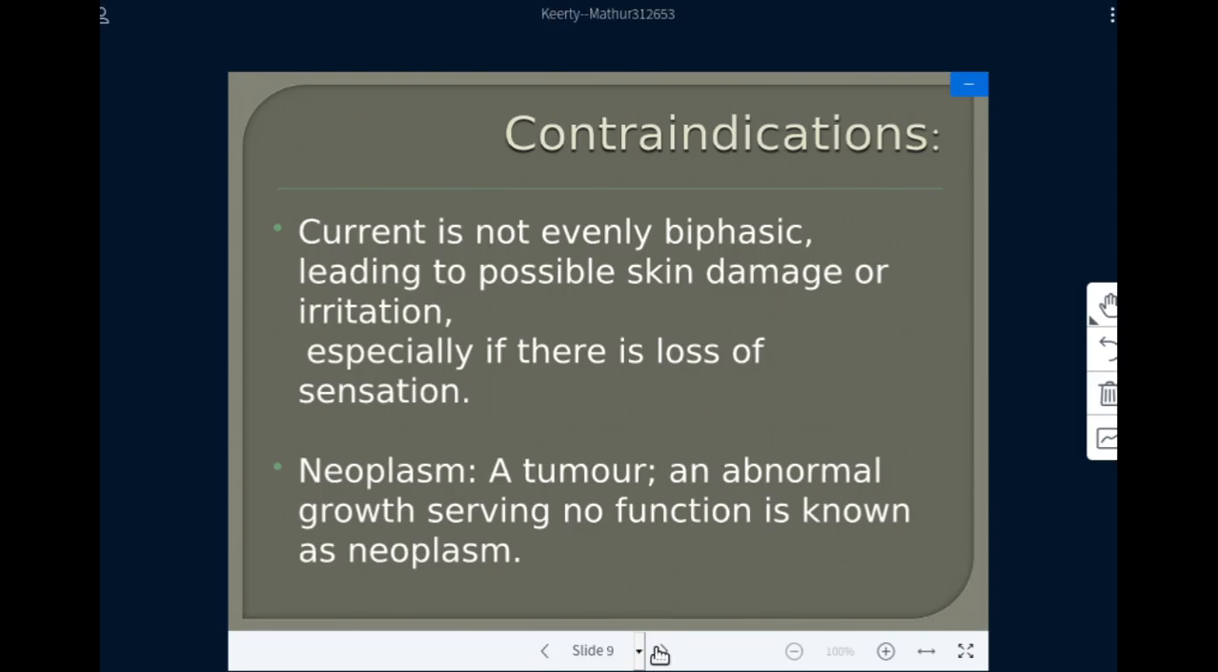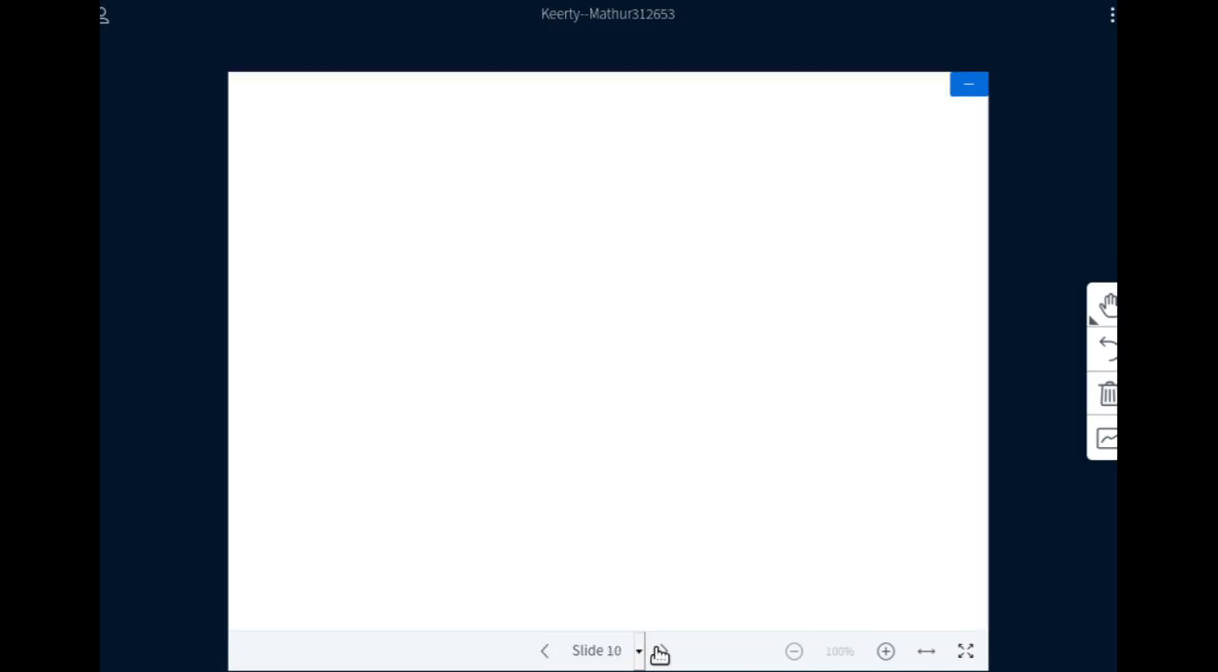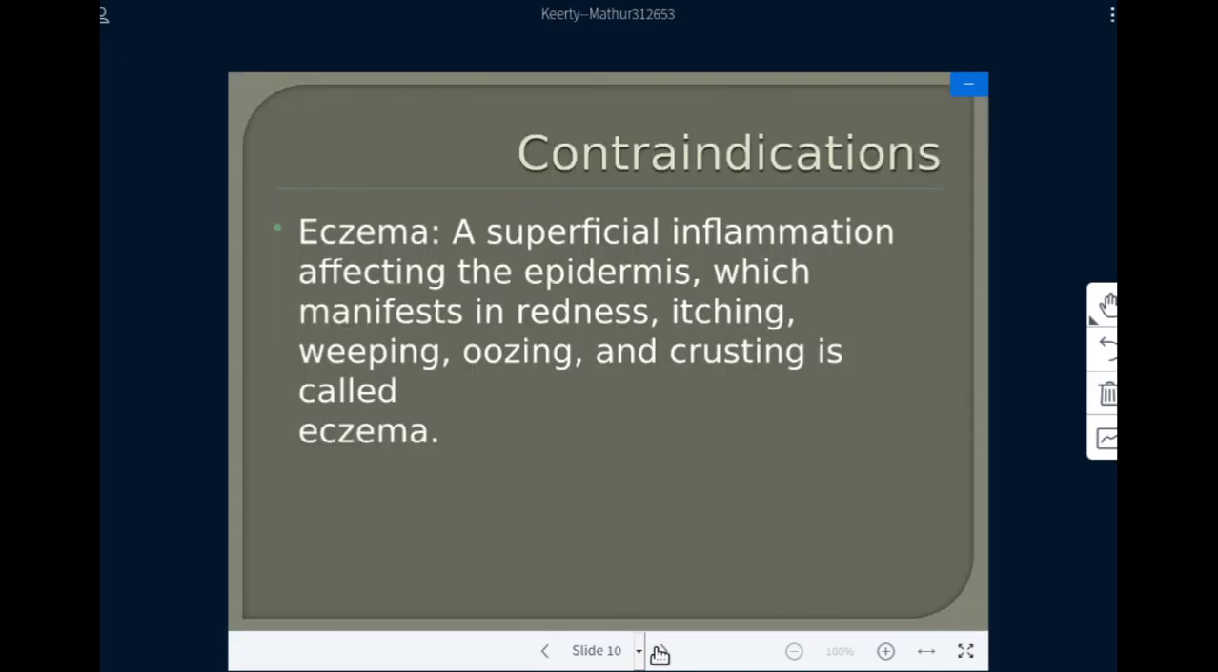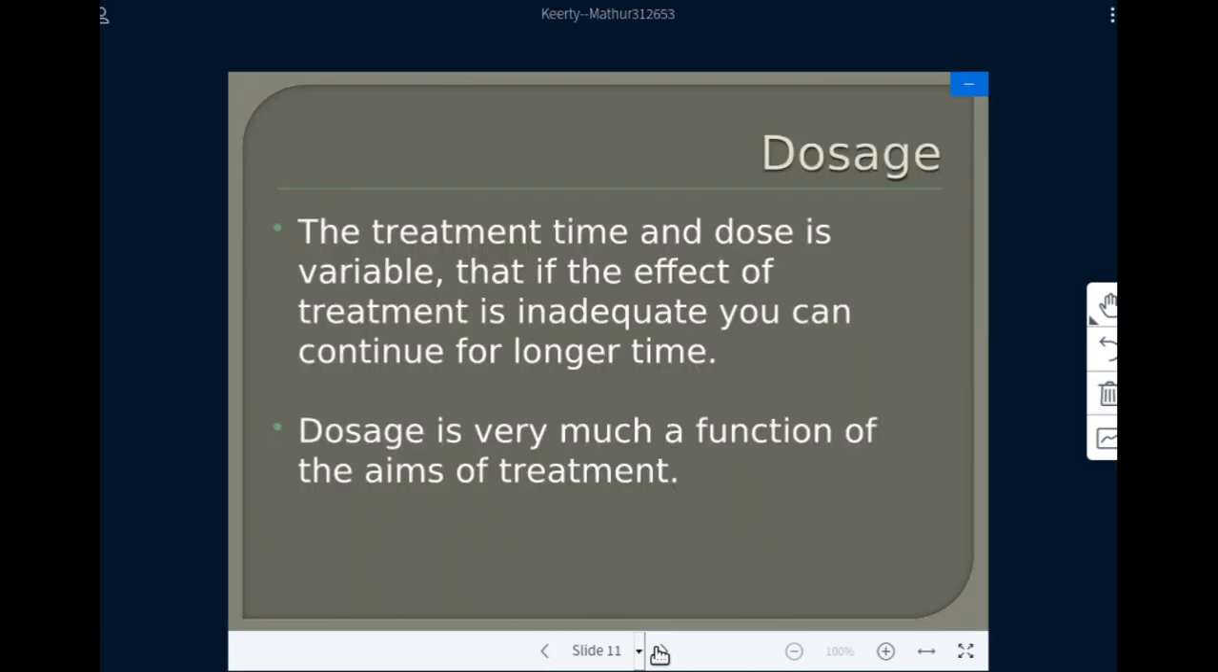Then the current is not evenly biphasic, leading to possible skin damage or irritation if there is loss of sensation. So it is again a strict contraindication for patients with sensory loss and in patients with neoplasm or proliferative tissue. And skin conditions like eczema are again another contraindication.